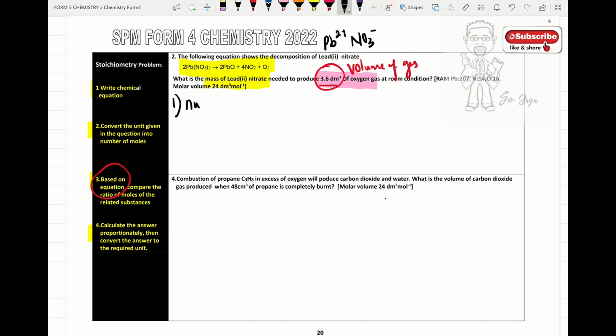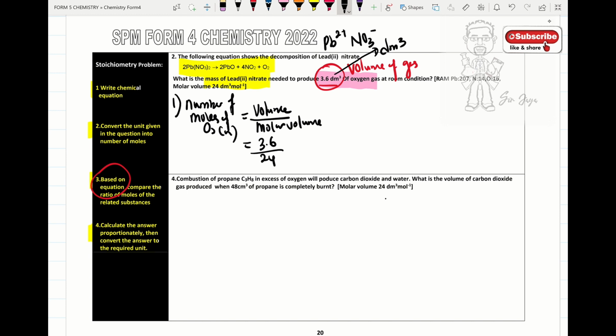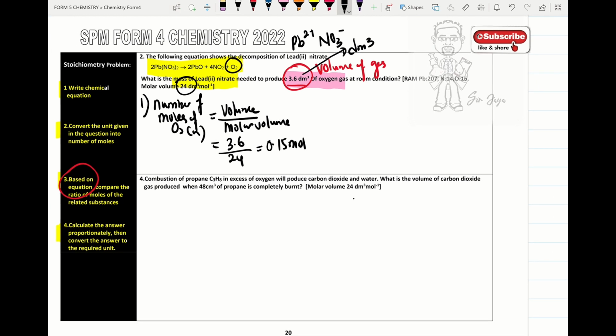So the first step will be the number of moles of oxygen gas. We will use the formula volume divided by molar volume, and we do not need to times by 1000. Why? Because the unit given here is dm³. So we take 3.6 divided by 24, the RTP already given, so the answer we will get is 0.15 mole.